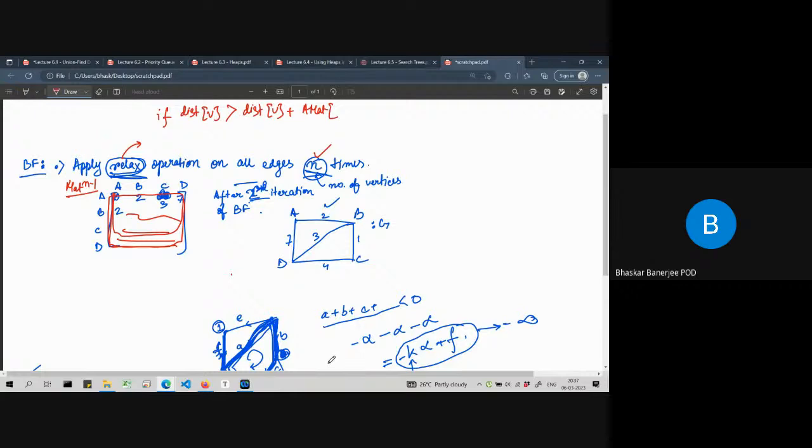Then we can be sure that there is no negative cycle at all, right? Okay. So that's the whole idea of Bellman-Ford.